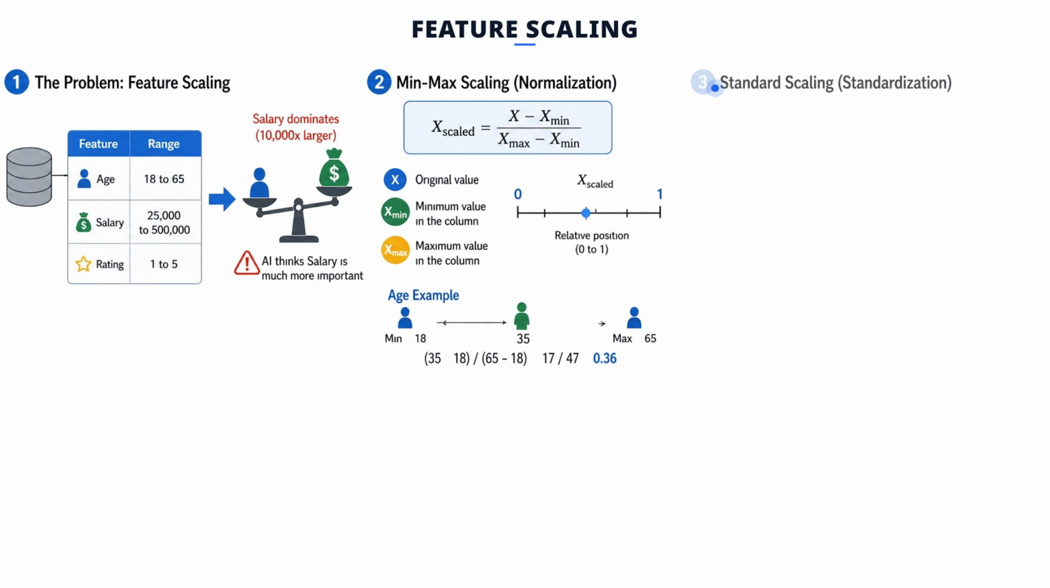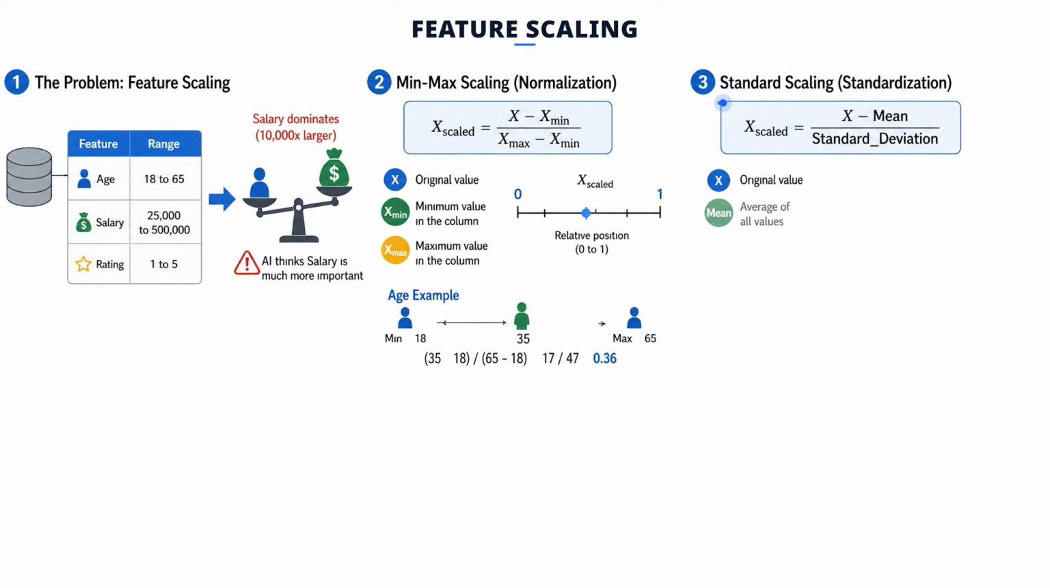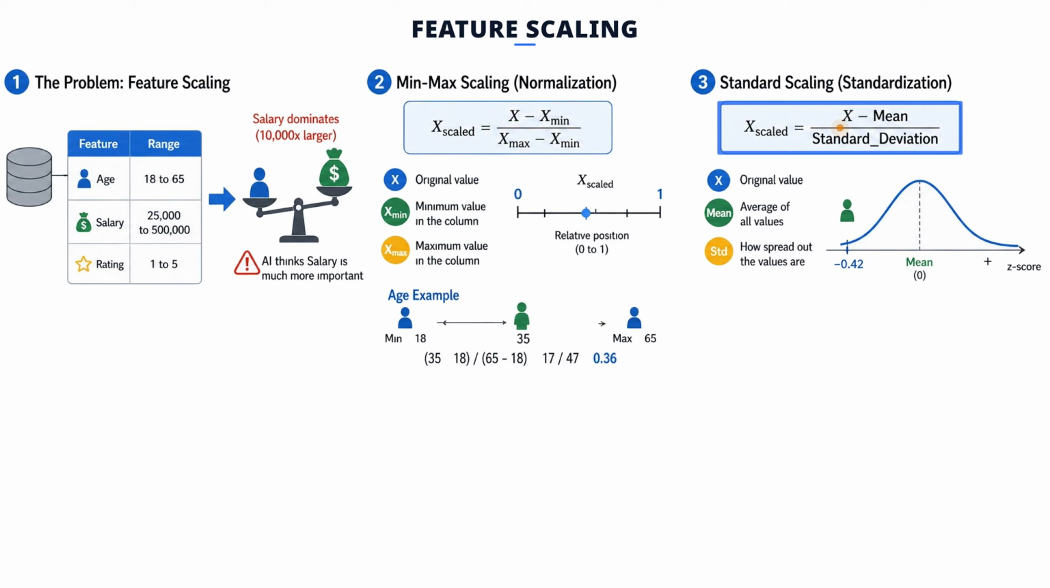Another very common method is standard scaling or standardization. Instead of trapping values between 0 and 1, this transforms the data so that the average of all the numbers becomes exactly 0. And the standard deviation, which measures how spread out the numbers are, becomes 1. Let's apply this to our age example. If the mean age is 40 and the standard deviation is 12, an age of 35 results in 35 minus 40 divided by 12. This equals negative 0.42. That negative sign is incredibly useful. It instantly tells us this person is below average in age compared to the rest of the group.